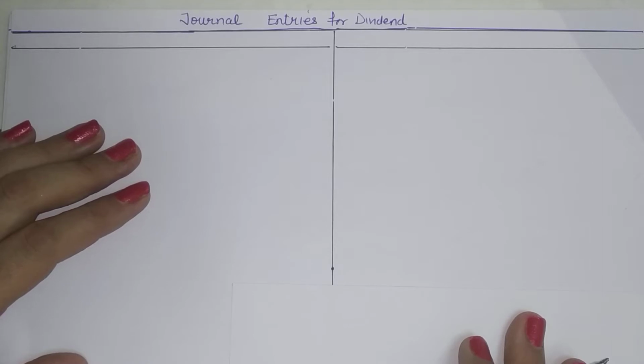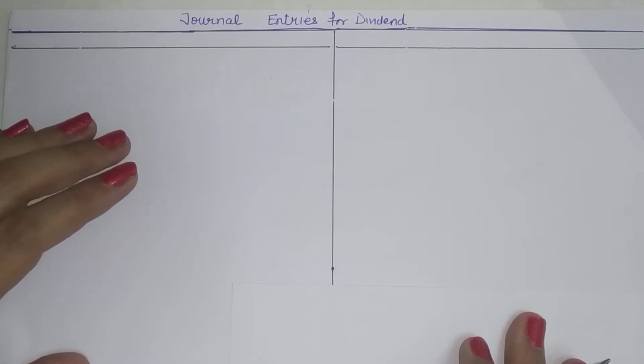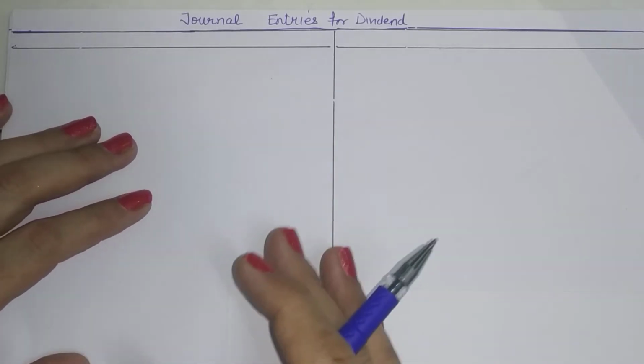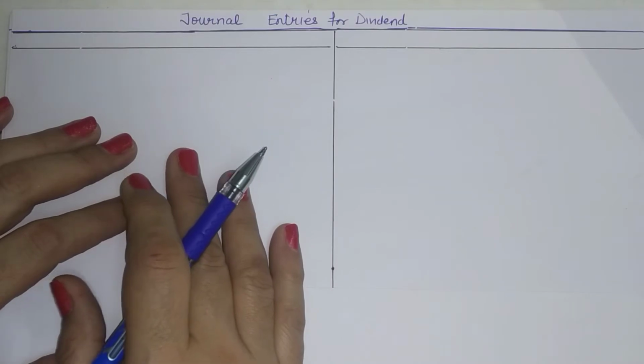So in a given problem for dividend accounting, we will be calculating amount of the dividend on equity and preference shares. Then we will determine the sources, and after that journal entries will be passed.